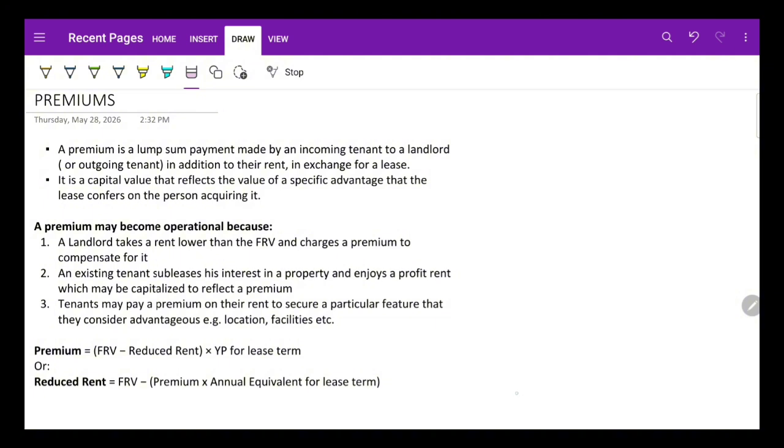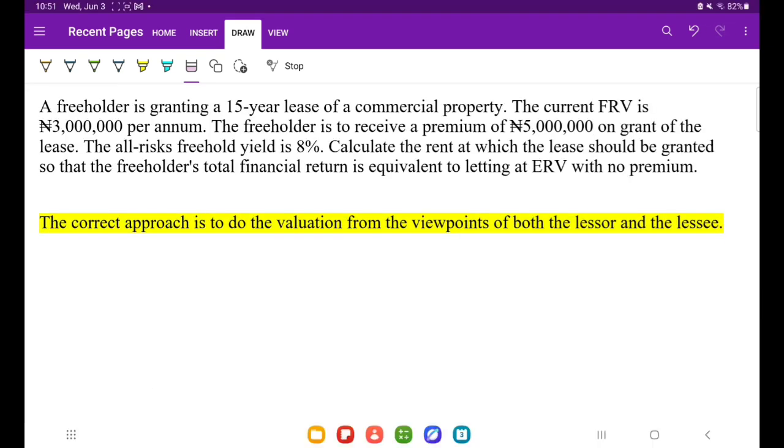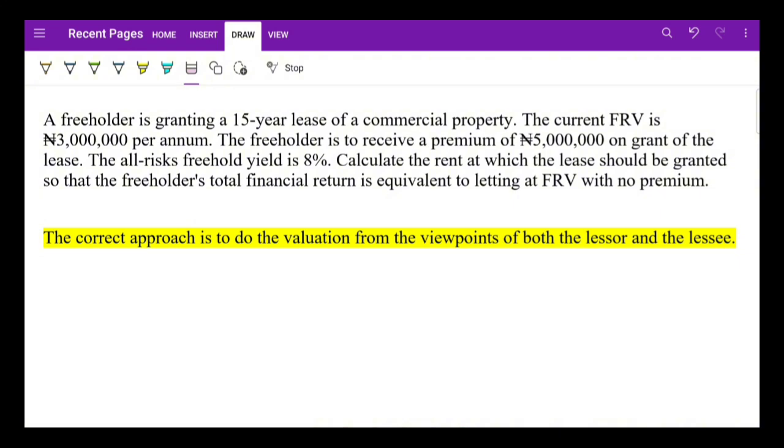So let's go and look at one question where we are calculating for the premium. Now this question says a freeholder is granting a 15-year lease of a commercial property. The current FRV is 3 million naira per annum. The freeholder is to receive a premium of 5 million naira on grant of the lease. The all-risk freehold yield is 8%. Calculate the rent at which the lease should be granted so that the freeholder's total financial return is equivalent to letting at FRV with no premium.